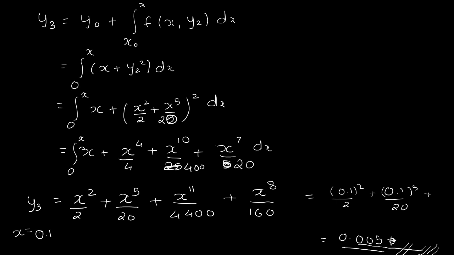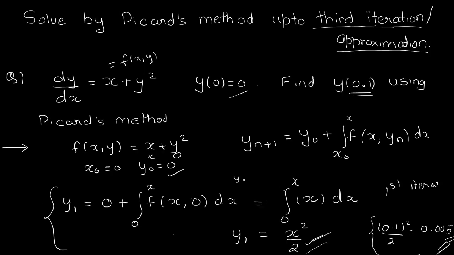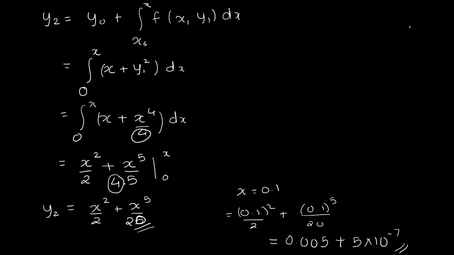Whatever you get here is your final answer, since it is asked to be done till the third iteration. If it was to be done till the fourth iteration, you would have gone one step further, and in the last iteration you would have substituted the value of x equal to 0.1. If it was about the second iteration only, you would have stopped at this point, and this would have been your final answer using Picard's approximation. So this is about Picard's method.